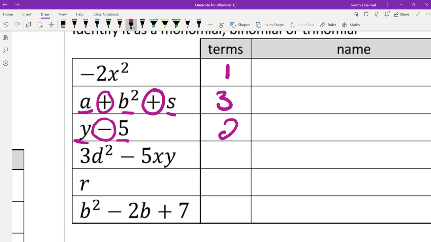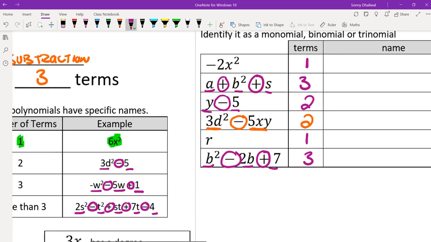1, 2. I agree. Third one, how many terms? 2. Oh, sorry, fourth one. 1, 2. Fourth one here, I miscounted. Okay, fifth one. 1. There's no plus sign, just one thing, one term. And finally, last one, how many terms? 1, 2, 3. Okay?